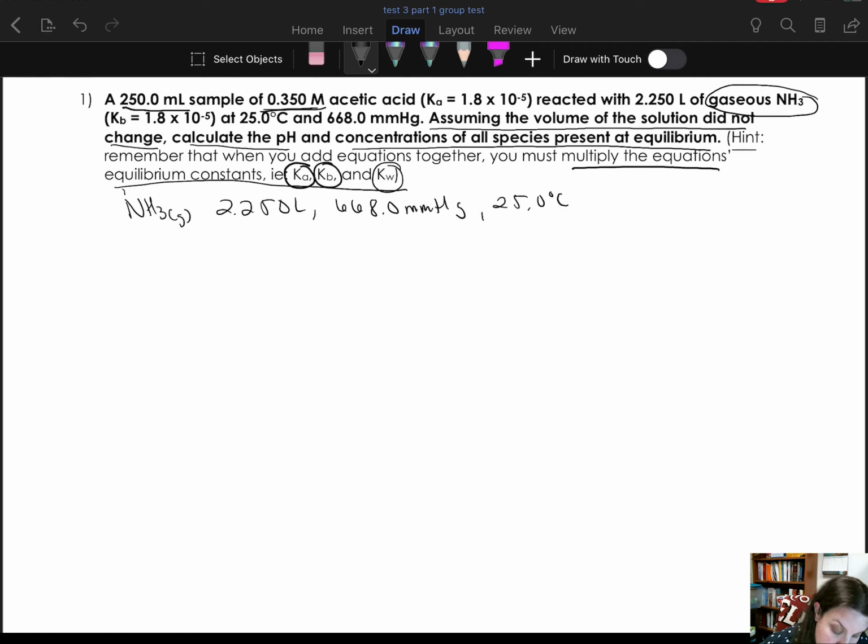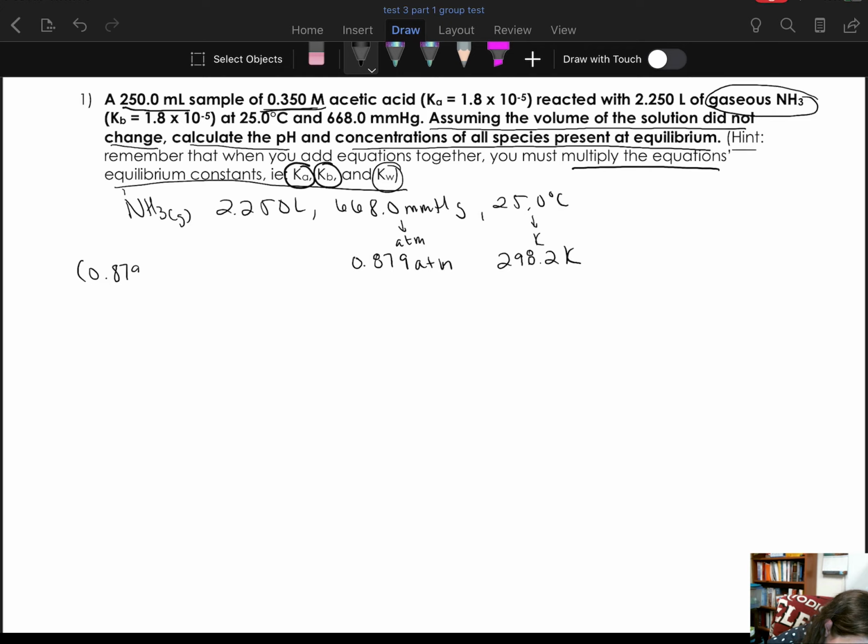So we need to go into our ideal gas law. We need our temperature in Kelvin and our pressure in atmospheres. So to go from millimeters of mercury to atmosphere, we take and divide it by 760, and when we do that, we get 0.879 atmospheres. And then our temperature needs to be in Kelvin, so we add 273.2, getting 298.2 Kelvin.